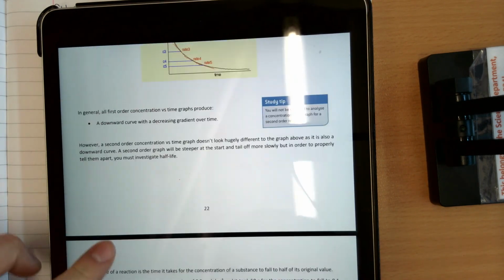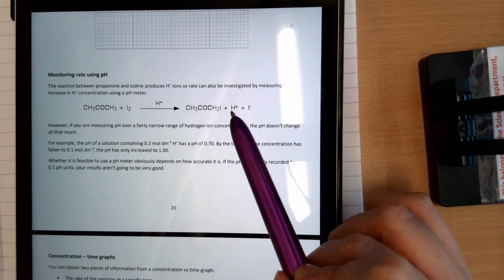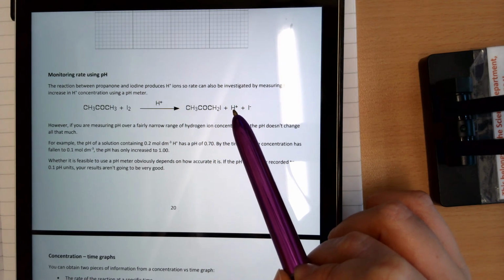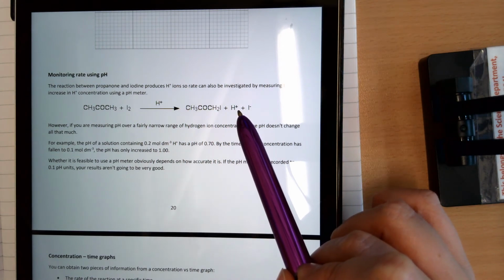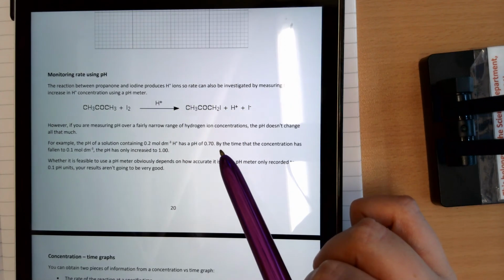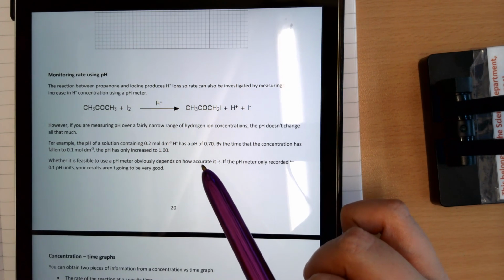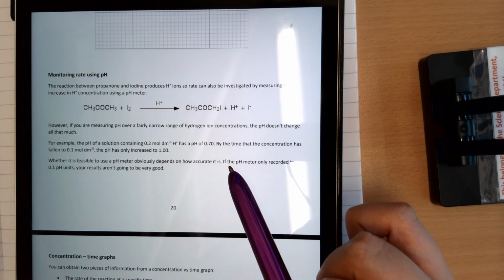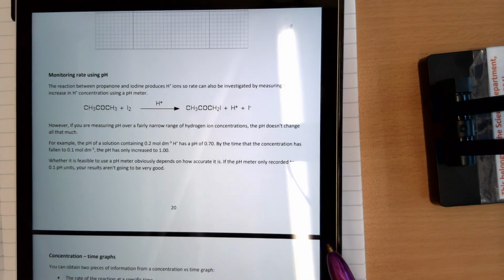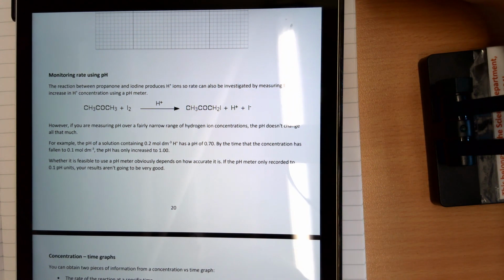Just on the topic of acids, with that reaction that we just looked at, yes, we can use a colorimeter because there is a colour change as the iodine gets used up. But you also have an acid in this reaction. You're producing hydrogen ions, and because you're producing hydrogen ions, you can measure them using a pH meter. You have to have quite a sensitive pH meter to be able to pick up the subtle changes in H+, which is what it says here. Whether it's feasible or not depends on how accurate it is. You need to have quite an accurate sensitive pH meter if you're going to use it. But that is another option to measure the rate of the reaction if it is producing an acid or involving an acid.